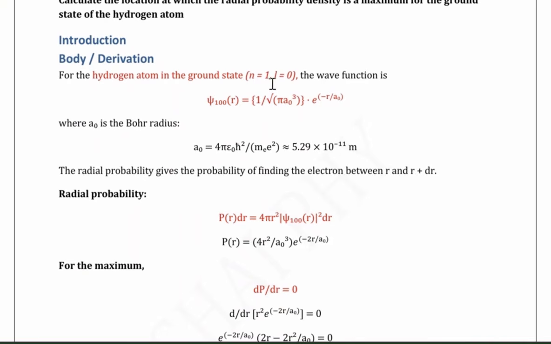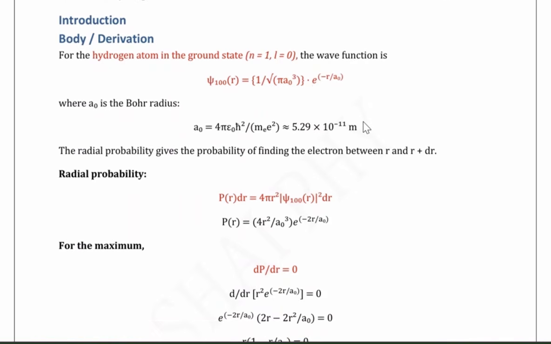For the ground state, n equals 1, l equals 0, and m equals 0. So ψ_nlm for the radial wave function is given by 1 upon the square root of π a₀³, multiplied by e to the power minus r by a₀, where a₀ is the Bohr radius and its value is 5.29 × 10^-11.